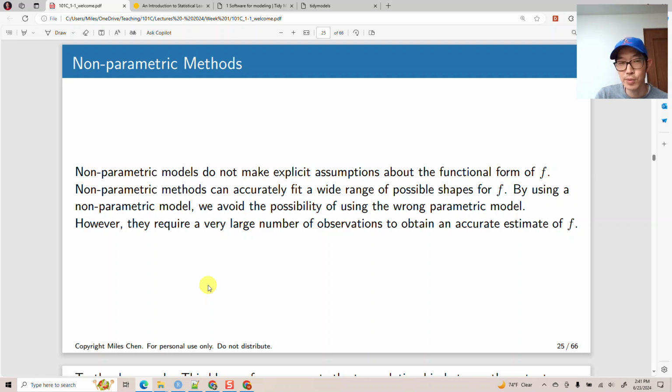Okay, and so when you use a non-parametric model, you're not going to ever run into the problem of using the wrong parametric model. You're never going to run into the problem of saying, uh-oh, we thought it was linear and it wasn't linear. That's only going to happen if you assume things are linear. But if you say, hey, I'm not going to make any assumptions about the shape, then you won't run into that problem. The issue with non-parametric methods is that they generally require a lot of data to get any kind of accuracy. So usually you need a lot more data just to arrive at the same kind of predictive performance.